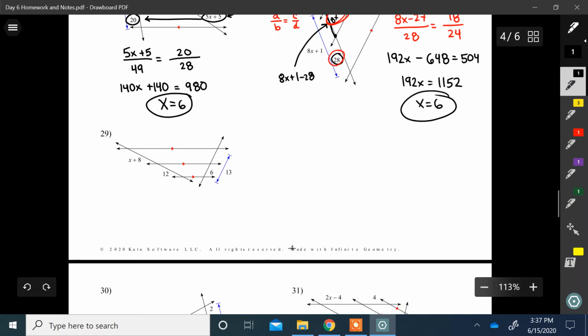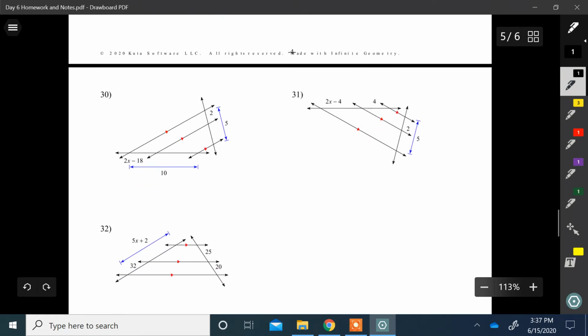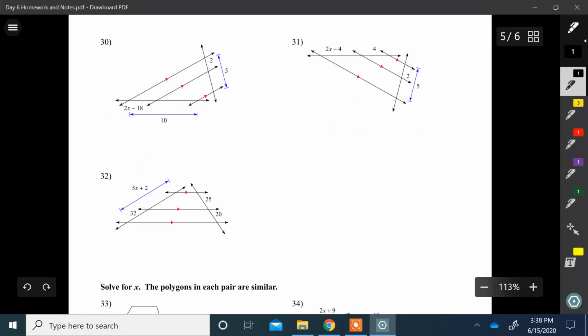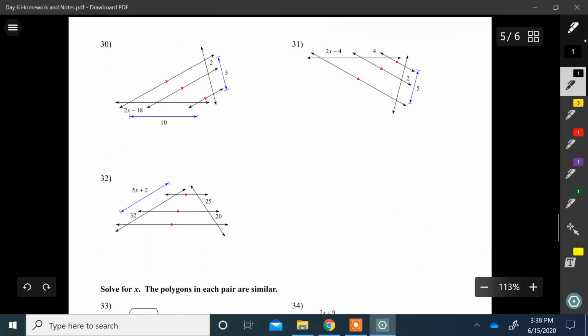Okay, so I'll have you do number 29 and number 30. And then, since I did those two, you do the next two. And then number, let's see, 31 and 32. Which one looks... I'll do 31.